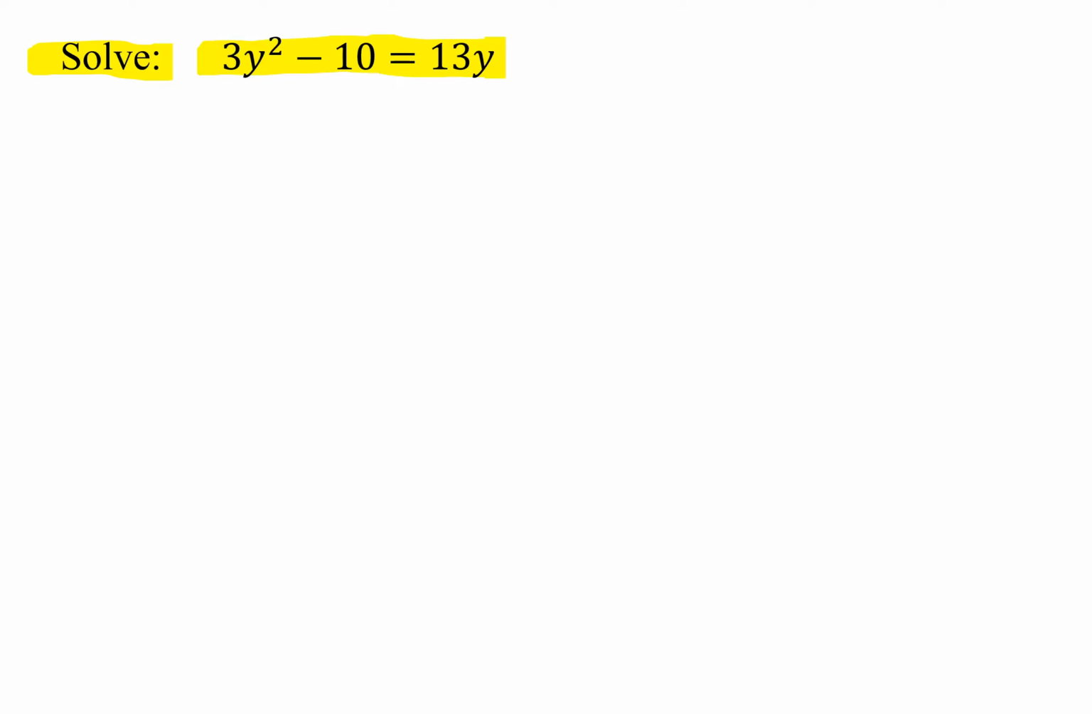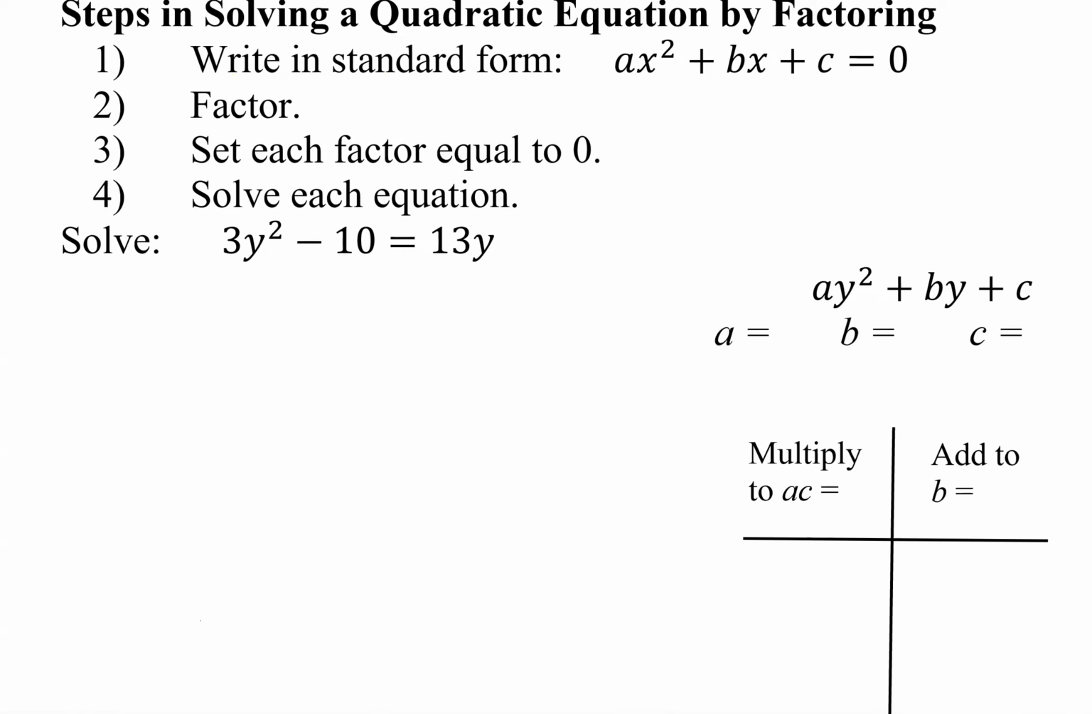So looking at the variables, I have a y squared. That's the highest power on the y's. Here it's y to the first power. So because I have a y squared, this is a quadratic equation. And one way of solving quadratic equations is by factoring. So I want to take a quick look at the steps we use in solving a quadratic equation by factoring.